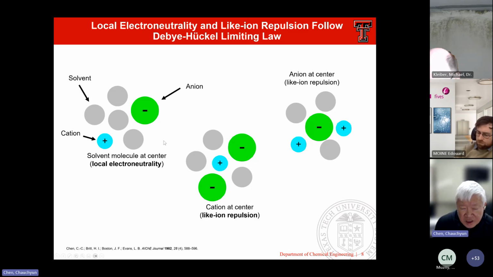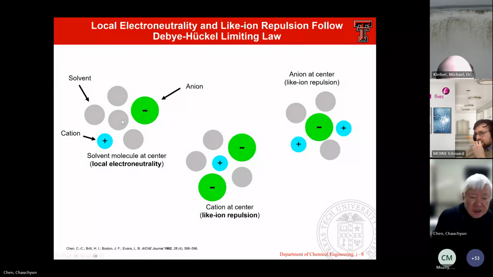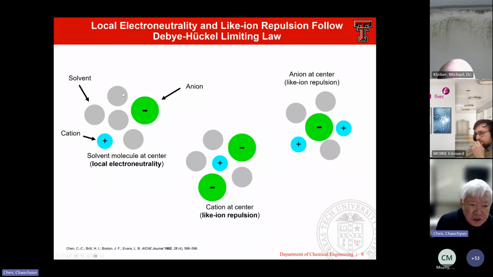Again, I want to emphasize that the two key concepts in NRTL, so-called local electroneutrality and like-ion repulsion, actually follow the view on the electron cloud from the Debye-Hückel limiting law. With these two hypotheses, if we look at it with a water molecule in the center, then the ionic concentration around the central water molecule should satisfy electroneutrality, while around the center cation or center anion, only ions of opposite sign can be present.